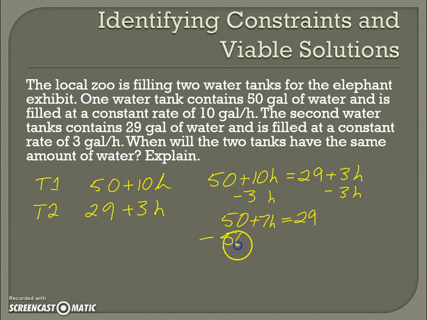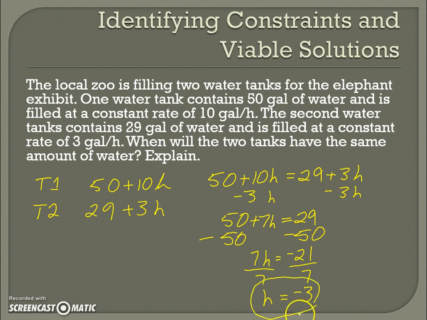And subtract 50, and I get 7H equals negative 21. Divide both sides by 7, and I get H equals negative 3. Now that mathematically should be fine to you. But you should look at that and think, wait a second, that doesn't really make sense. Negative 3 hours. When will the 2 tanks have negative 3 hours?